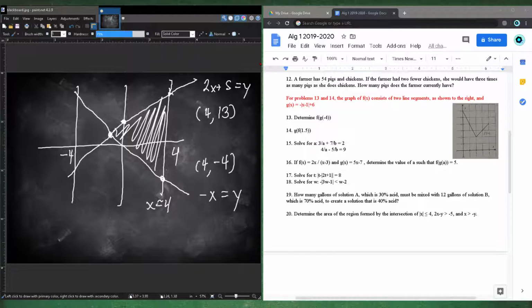Now I have to find this point of intersection, which is just these two lines together. So that would be 2x plus 5 is equal to negative x, and then add that 3x and subtract 5. So your x is negative 5 over 3. Okay, so that point is negative 5 over 3. And then we can plug it back into this equation because it looks easier to do. So negative 5 over 3 times negative 1 is just 5 over 3. So that's our y, right, which is this point.